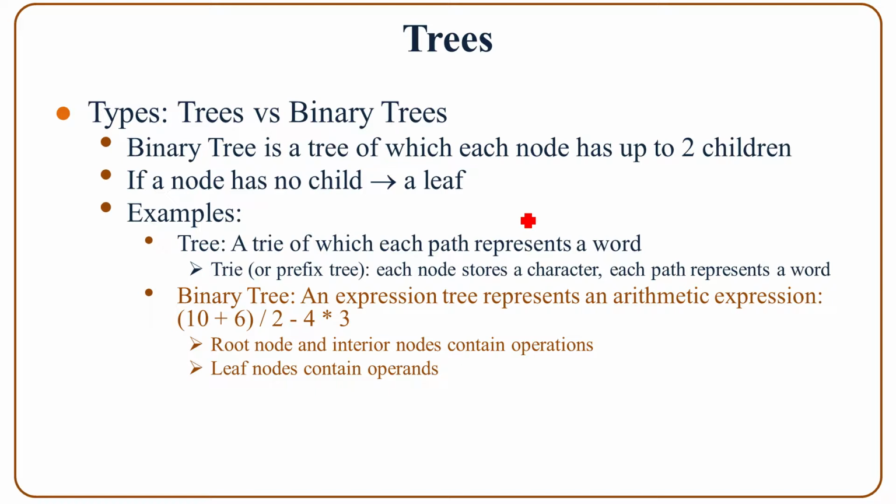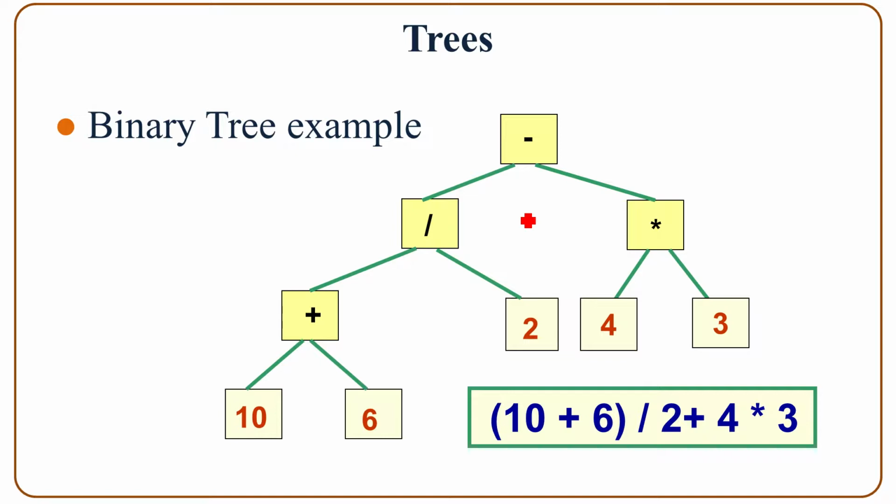Example for a binary tree, which is an expression tree. The expression tree represents an arithmetic expression. For example, 10 plus 6 divided by 2 minus 4 times 3. The root node and the interior nodes contain operations, and the leaf nodes contain operands. As you can see here.